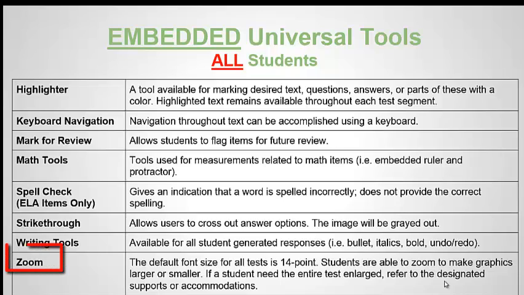The zoom tool is used for making text or other graphics in a window or frame appear larger on the screen. The default font size for all tests is 14 point. The student can make text and graphics larger by clicking the Zoom In button. A student can click the Zoom Out button to return to the default or smaller print size. When using the Zoom feature, the student only changes the size of the text and graphics on the current screen.